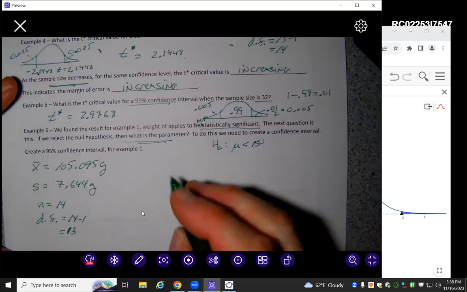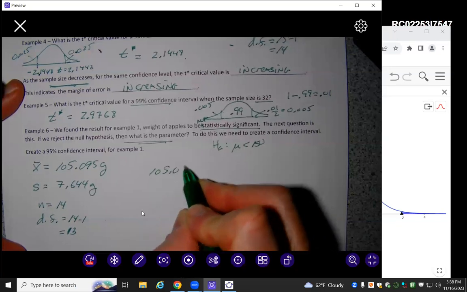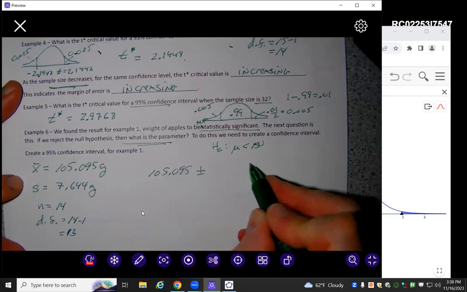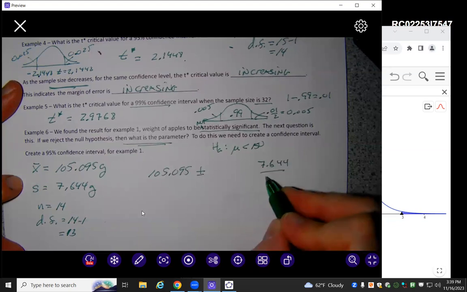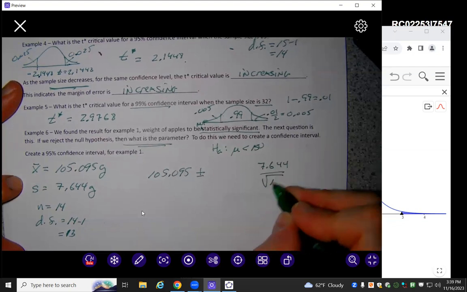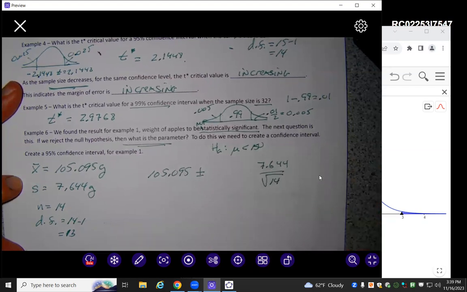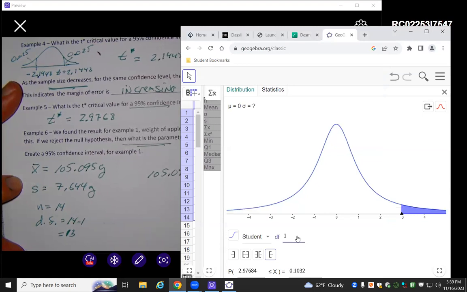So now I'm going to start constructing this thing. What I have is 105.095. That's my mean, plus or minus. Then I'm going to go over here and say, okay, it's 7.644 grams divided by the square root, and my sample size is 14. What's missing here is my t critical value, which I need to use GeoGebra for. So I need to enter 13 degrees of freedom. That's great. And let's see, we're going to do a 95% confidence interval.